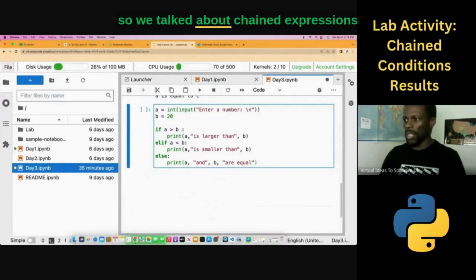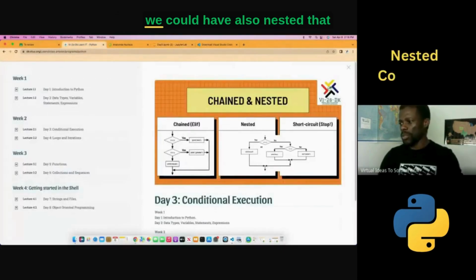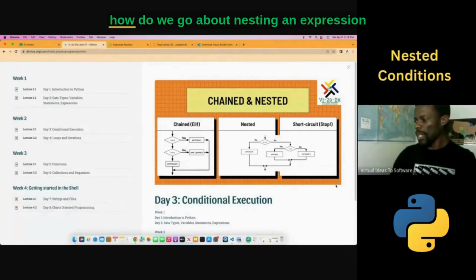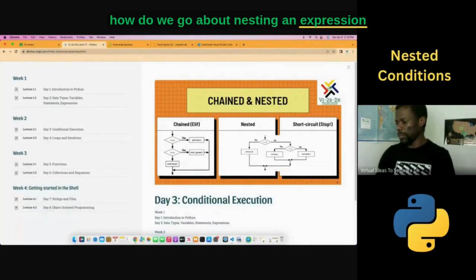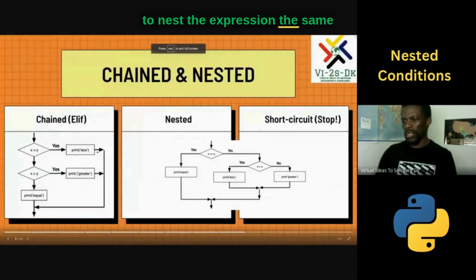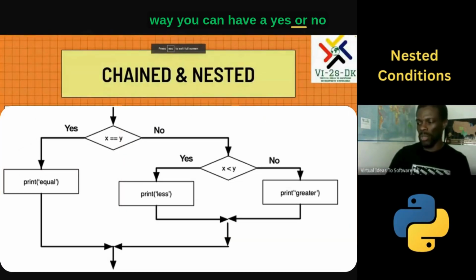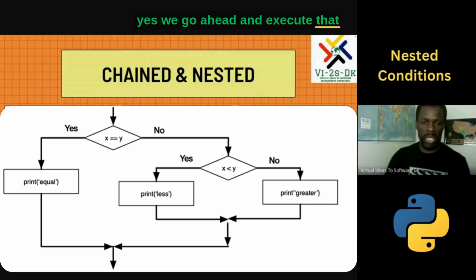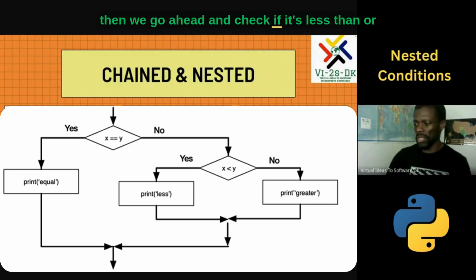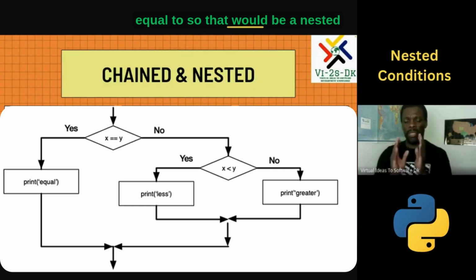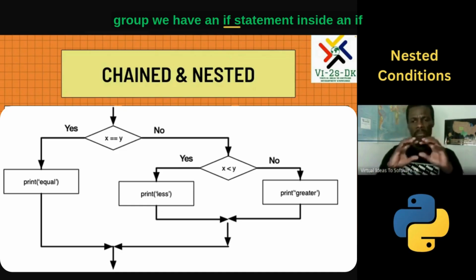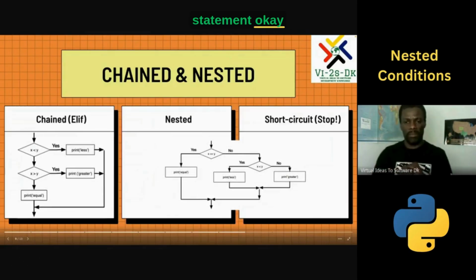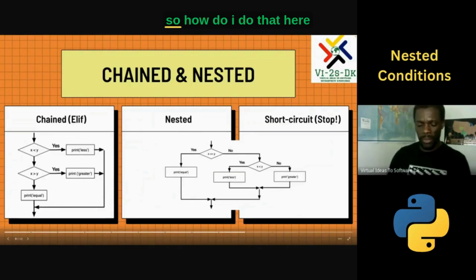So we talked about chained expressions. We could have also nested that expression. How do we go about nesting an expression? To nest the expression the same way, you can have a yes or no. Start by asking, is A equal to B? If yes, we go ahead and execute that equality sign. If it's not equal to B, then we go ahead and check if it's less than or equal to. So that would be a nested group. We have an if statement inside an if statement. Okay. So how do I do that in this case?